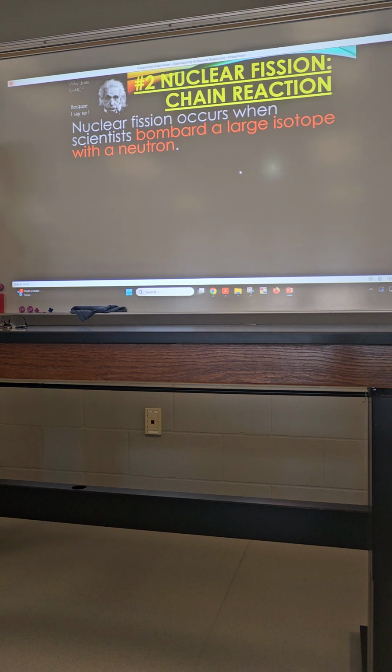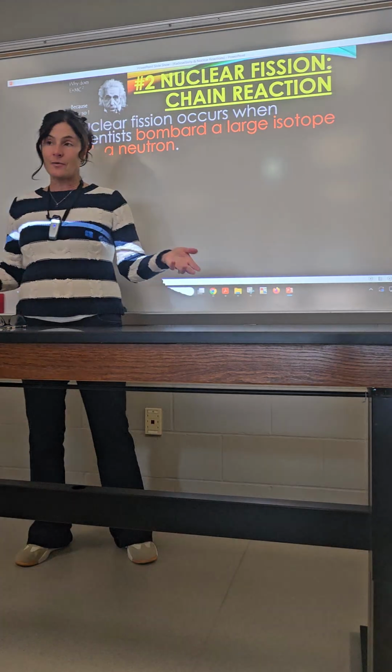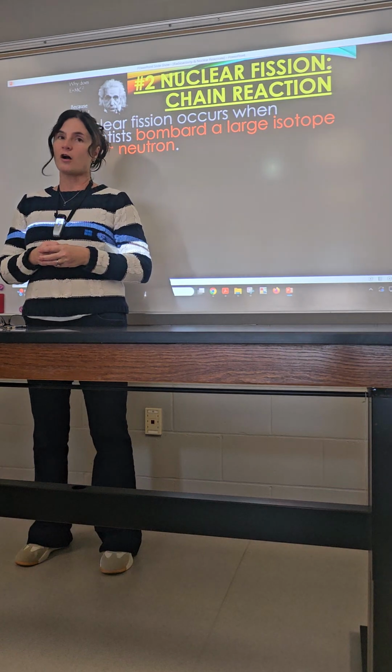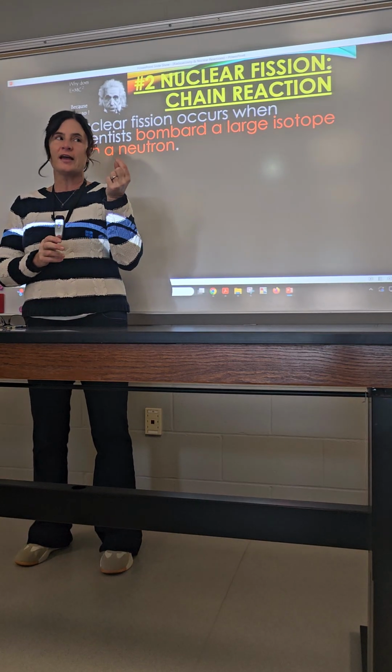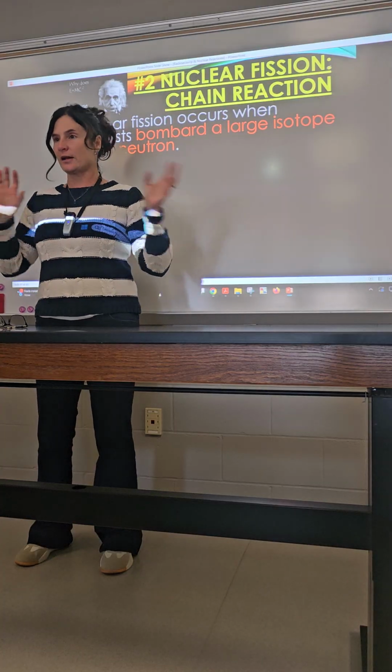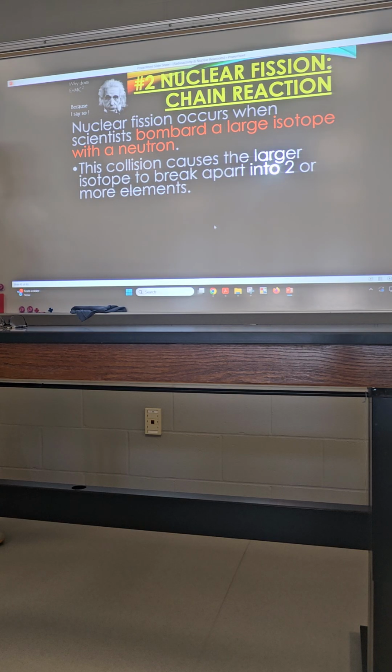Okay, so nuclear fission occurs when a scientist bombards a large isotope with a single neutron. So you have this large isotope. Typically it's going to be unstable anyways because it's so large that the strong force is not strong enough to keep the nucleus together. And so it takes one little thing and it's like, I'm out of here. The nucleus starts to decay and change, right? And typically it's just one little neutron that can cause this. This collision causes the nucleus of the larger isotope to break apart into two or more smaller elements.